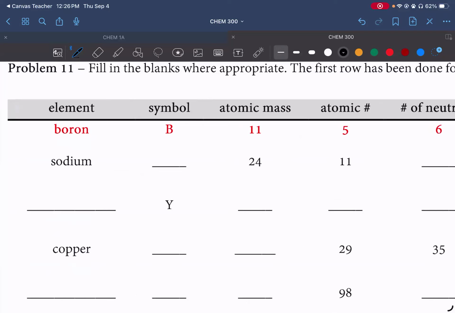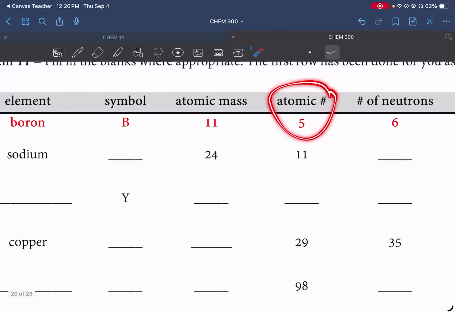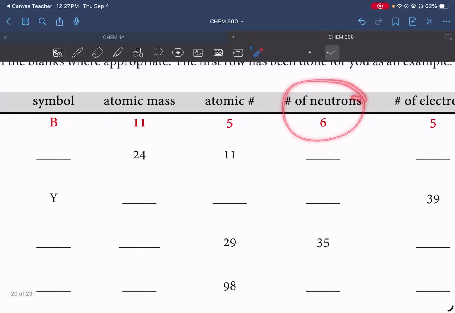All right, the element was boron, the symbol is B, so this will be us reading our periodic table, so I hope we all have it at the ready. Its atomic mass is from the periodic table. Remember, the atomic mass is 10.8. When rounded, it becomes 11. Its atomic number is the number of the element. It's number 5.